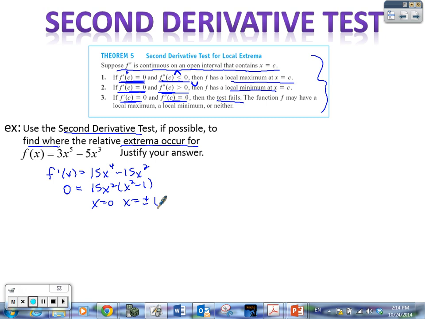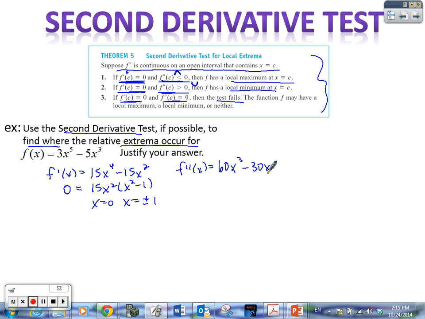That's where the first derivative is 0. If you want to do a sign chart here, you could, but is that necessary for the second derivative test? No, it's just necessary that we know the locations of the zeros of the first derivative, not the signs. We don't have to do a sign chart here. It would be kind of fun, but we're not going to do that. All right, so that is the first part. Second part is finding the second derivative. So let's do that. That would be 60x cubed minus 30x.